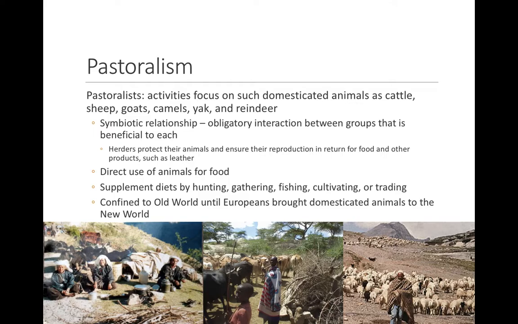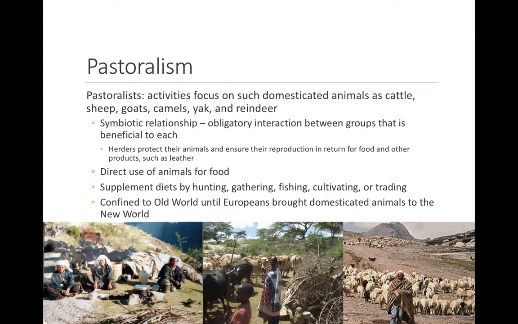There is also the direct use of animals for food. The nomadic pastoralists, those that move across the continent over the course of the year, are much more reliant upon kind of trade that they're able to foster with neighboring horticultural groups. If you are nomadic, you of course can't farm or garden yourself, so you have to supplement your diet with hunting, gathering, fishing, cultivating, or trading, or, well, not the cultivating part.